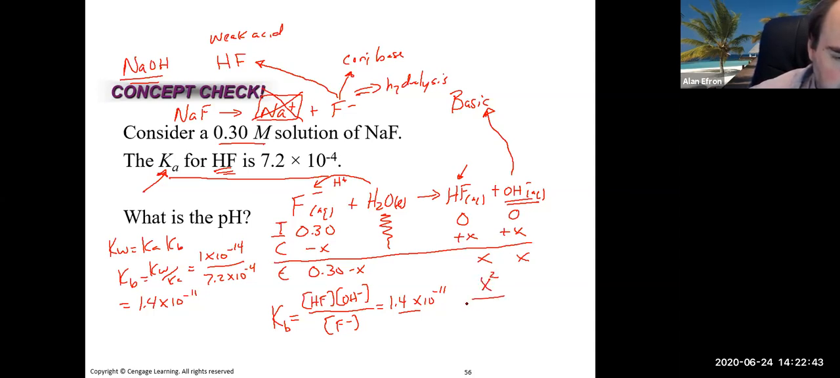Just like normal, we're going to slap our things in here. So that's x squared over 0.3 minus x equals, again, our Kb value.